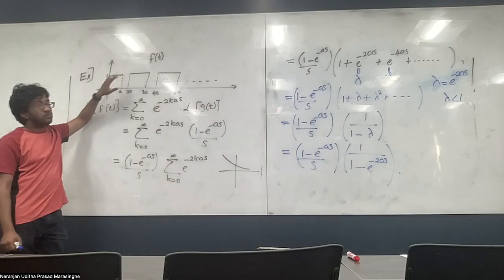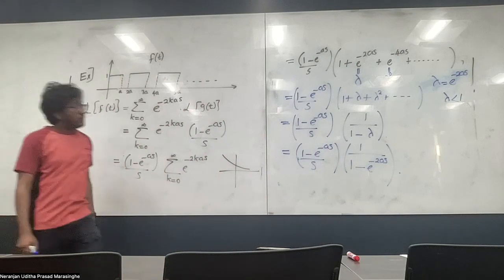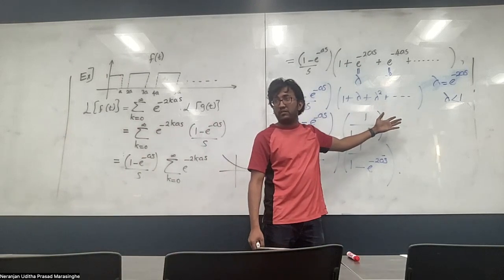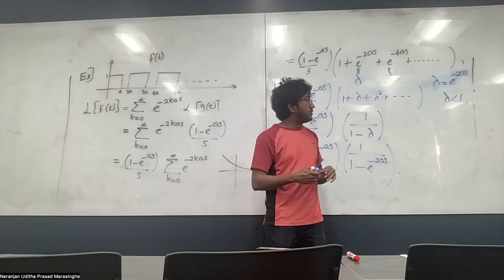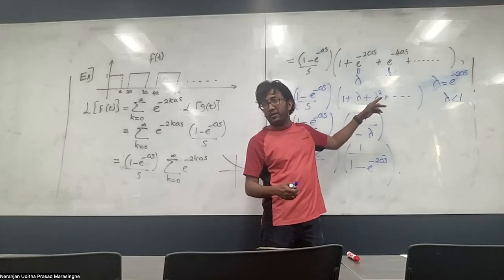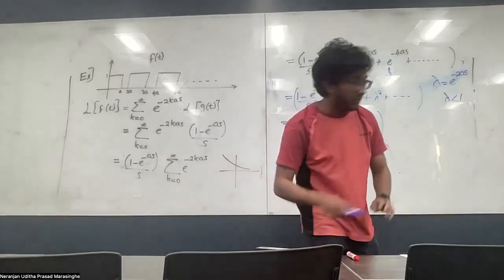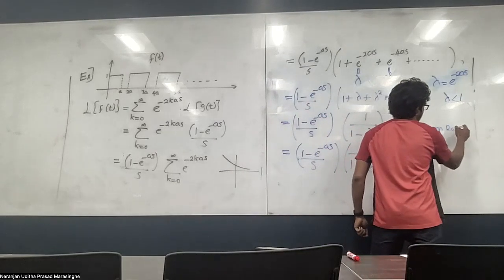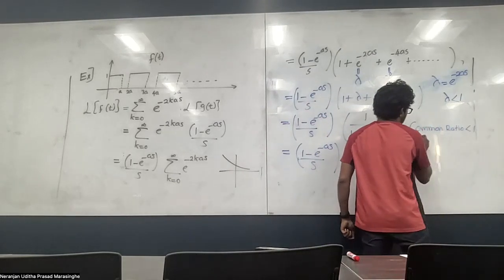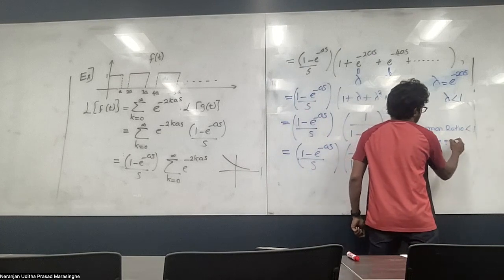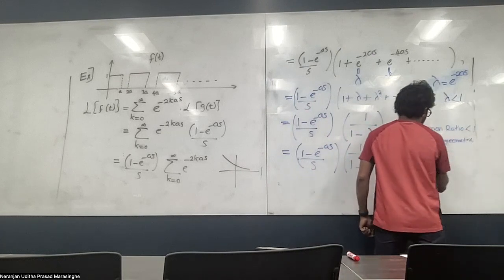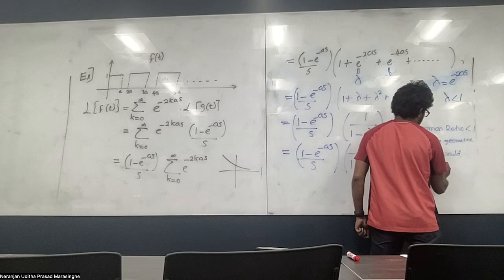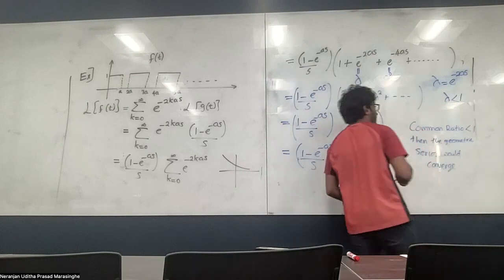What did you say if lambda is less than 1? What did you call it? Greater than 1, you said it diverges. If lambda is less than 1, it would converge. In this case, lambda is the common ratio, right? Actually, it is defined for the common ratio. If the common ratio is less than 1, then the geometric series would converge. Right?